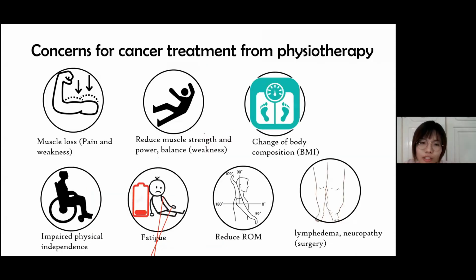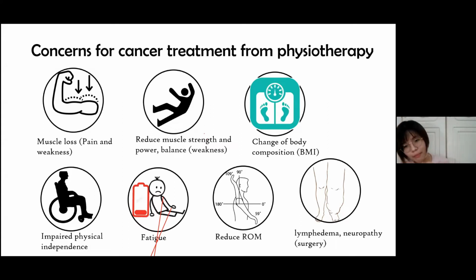Okay, what are the concerns we need to take with the cancer patient? So first one, we know that they get cachexia, they get sarcopenia, so their muscle mass is lost. So when the muscle mass is lost, automatically pain and weakness they will encounter. They will have reduced muscle strength, power, and even balance.